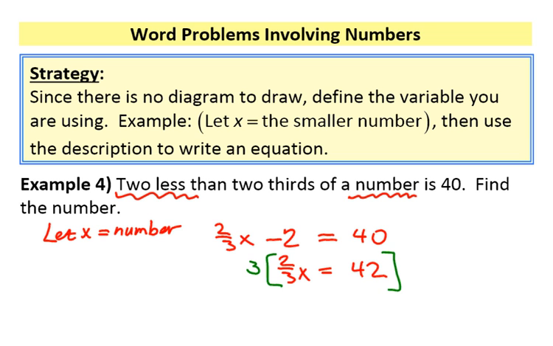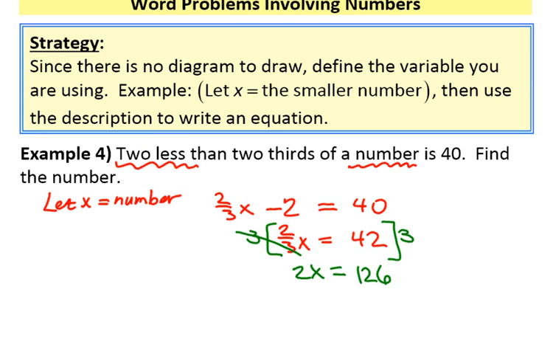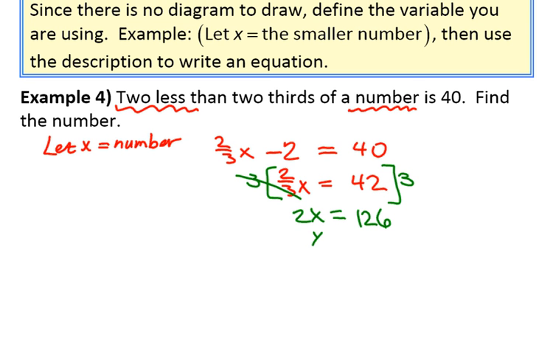So say I multiply both sides by 3. So the 3's cancel. I get 2x is equal to 126. And divide by 2, so x is equal to 63. So our number then is 63. Answer.